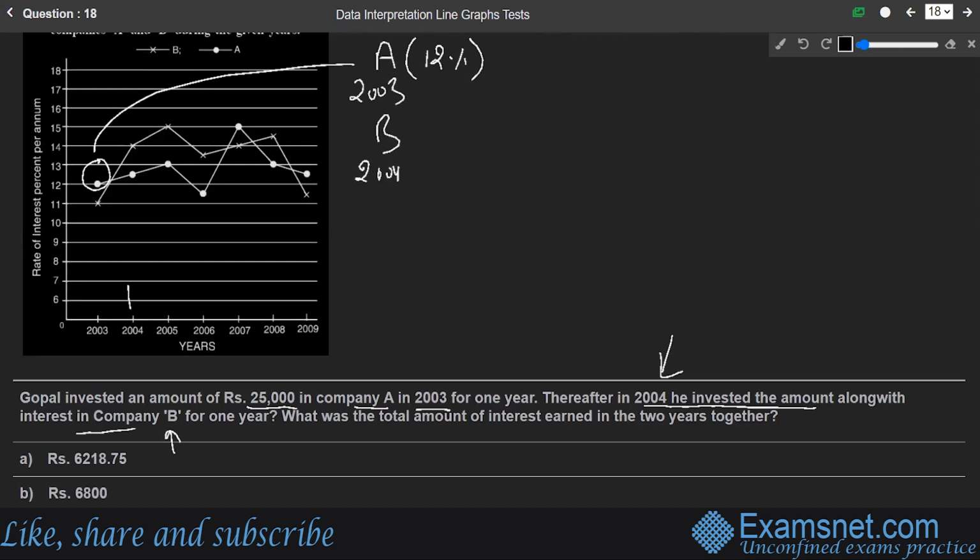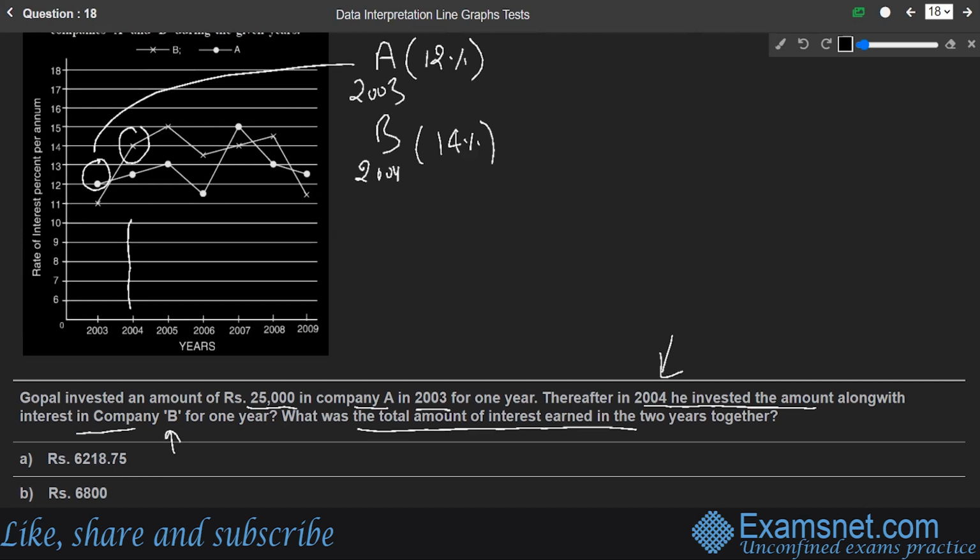Let us see. 2004, so company B was offering how much? 14%. So what was the total amount of interest earned in 2 years together? So what we are supposed to do, clearly we are supposed to find out the total amount by investing in company A, and that total amount, along with interest, is to be invested in company B. Then whatever is the total interest earned, that we are supposed to answer and solve.